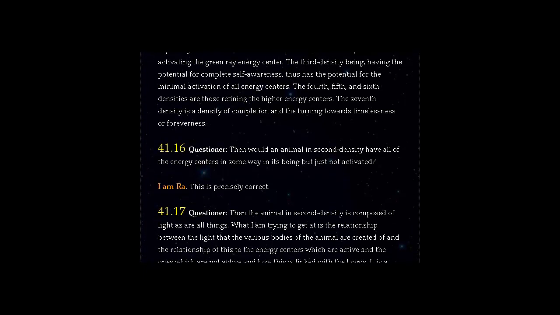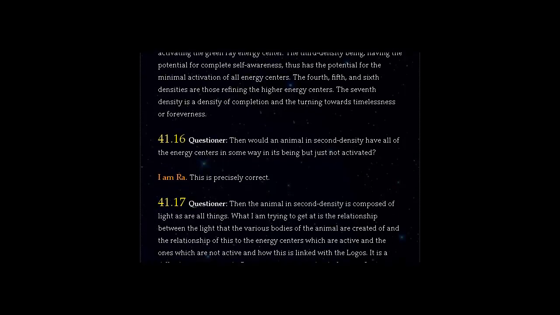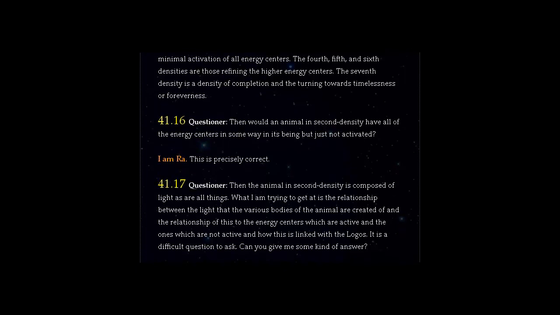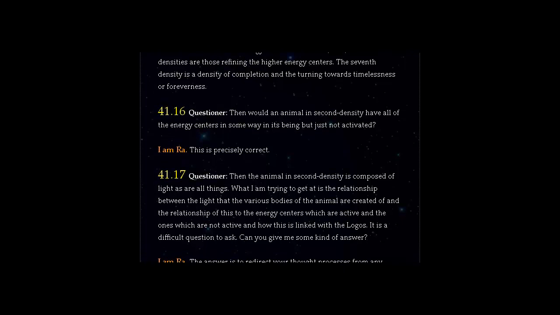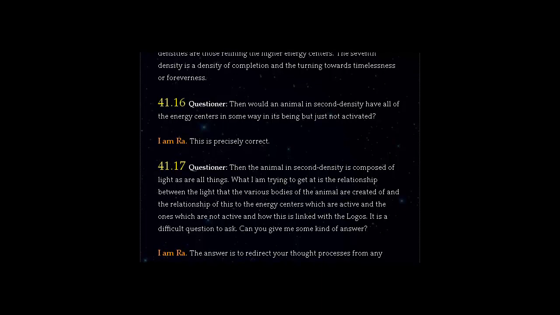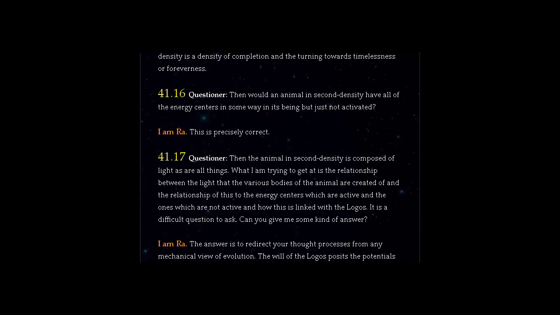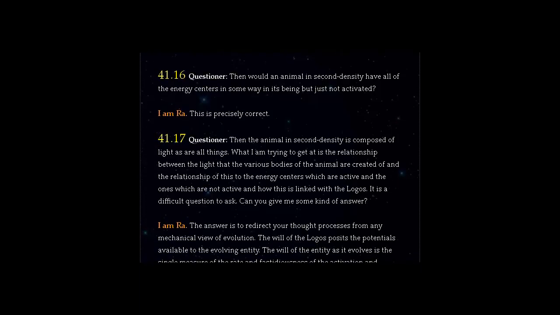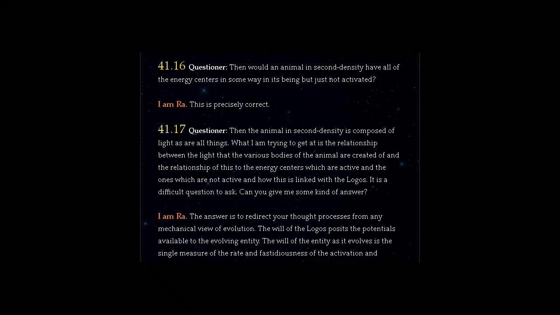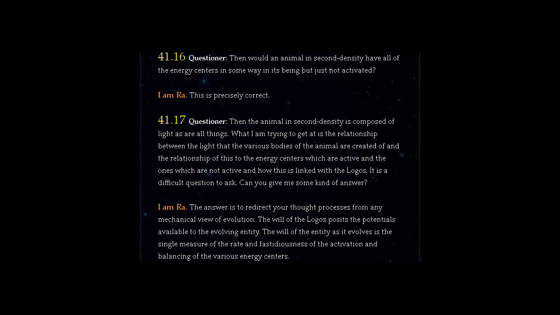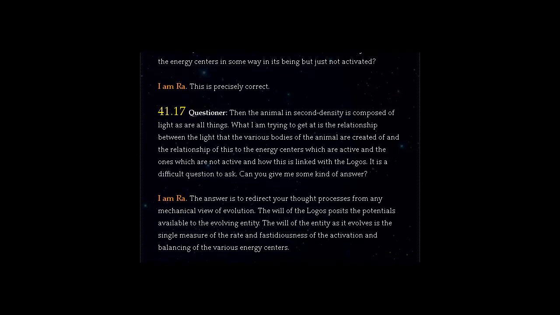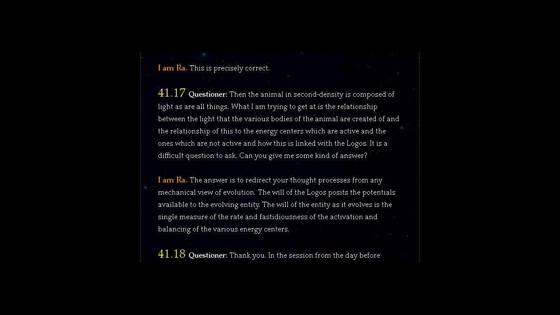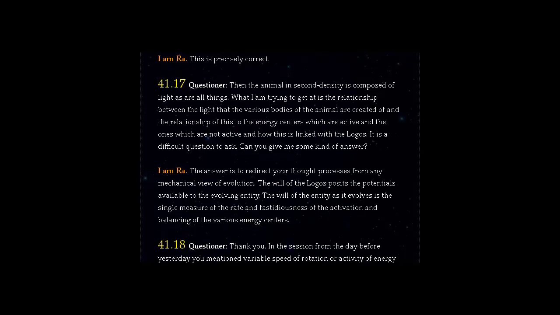Question 41.17. Questioner: Then the animal in second density is composed of light, as are all things. What I am trying to get at is the relationship between the light that the various bodies of the animal are created of and the relationship of this to the energy centers which are active and the ones which are not, and how this is linked with the logos. It is a difficult question to ask. Can you give me some kind of answer? Answer: I am Ra. The answer is to redirect your thought processes from any mechanical view of evolution. The will of the logos posits the potentials available to the evolving entity. The will of the entity as it evolves is the single measure of the rate and fastidiousness of the activation and balancing of the various energy centers.